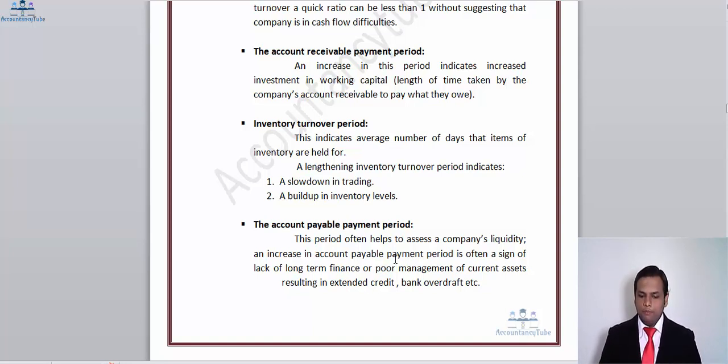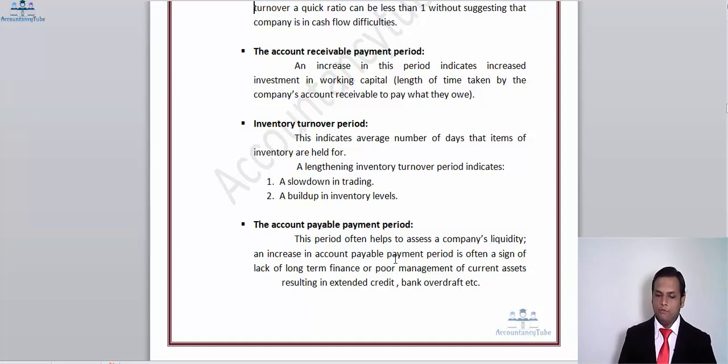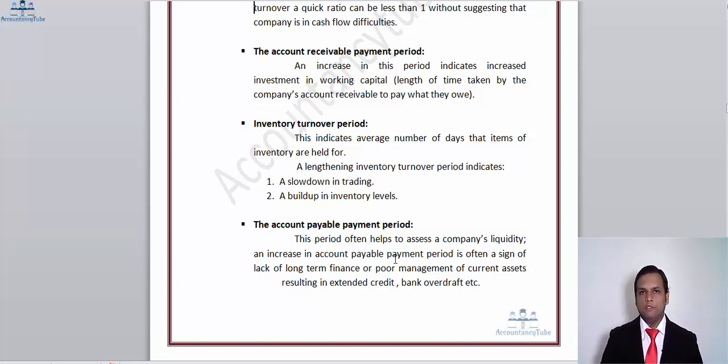Then we've got inventory turnover period. This indicates the average number of days that items are held in the inventory. A lengthy inventory turnover period indicates a slowdown in trading or a build-up of inventory levels. If you observe it carefully, it tells you the basic thing.